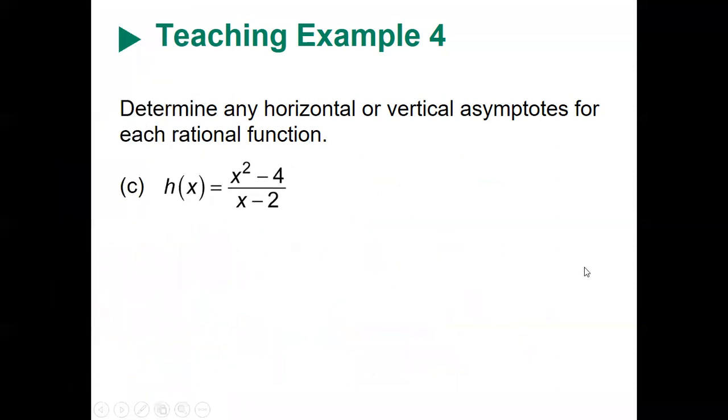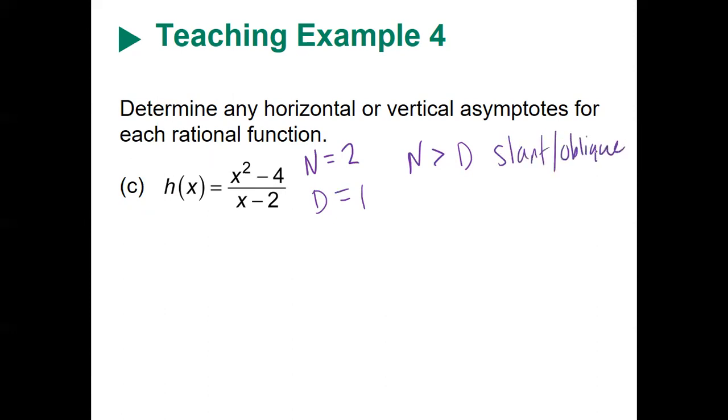So we're going to look at example C. The degree of the numerator is, the degree of the denominator is. So in this case, n is greater than d. What does that mean? It's slant, it's oblique. So it's not a horizontal. We have a slant, or whatever you want to call it, oblique asymptote.